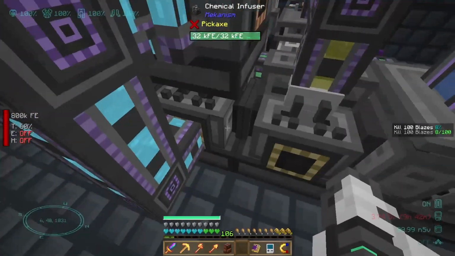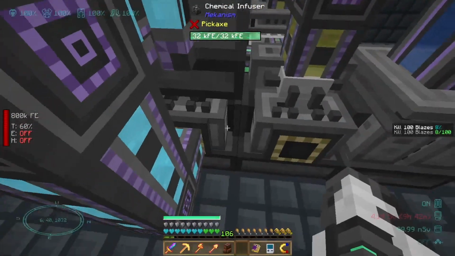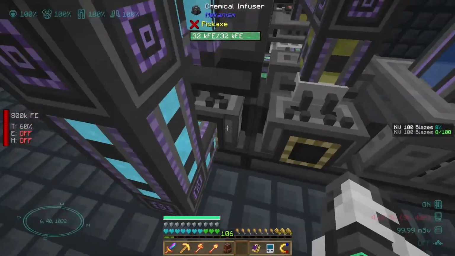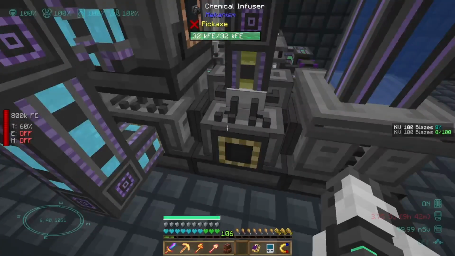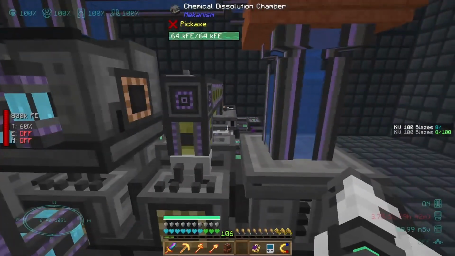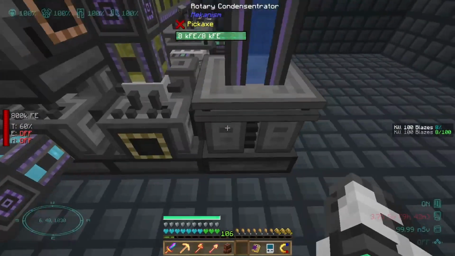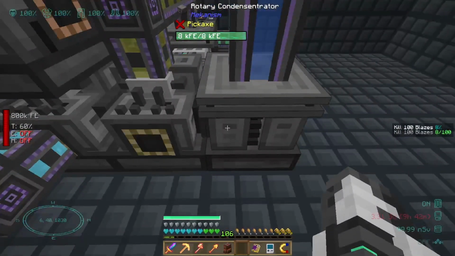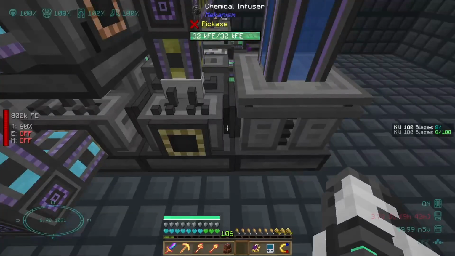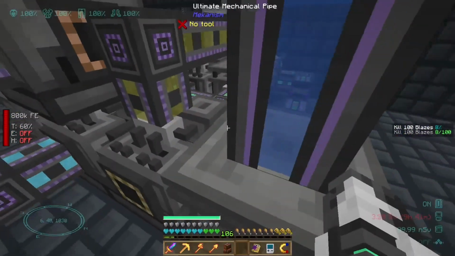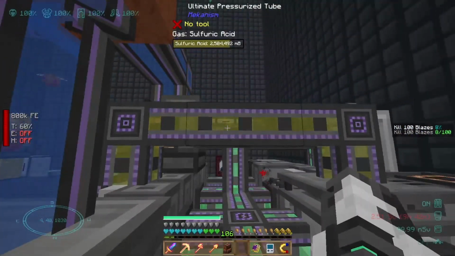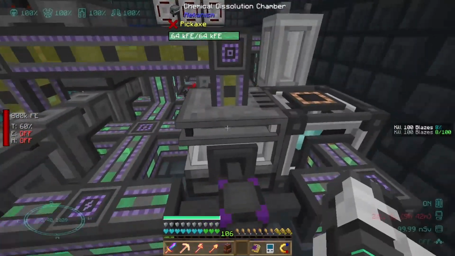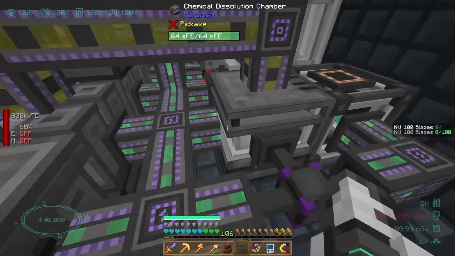It is also then outputting its output into the chemical infuser on the right. There's no cables here because they're touching each other and they can output and input into each other. Mechanism machines work extremely well for that. The chemical infuser is doing a few things here. This one is accepting water vapor from this rotary condensator from the right side. On top, it is outputting sulfuric acid into this chemical dissolution chamber.